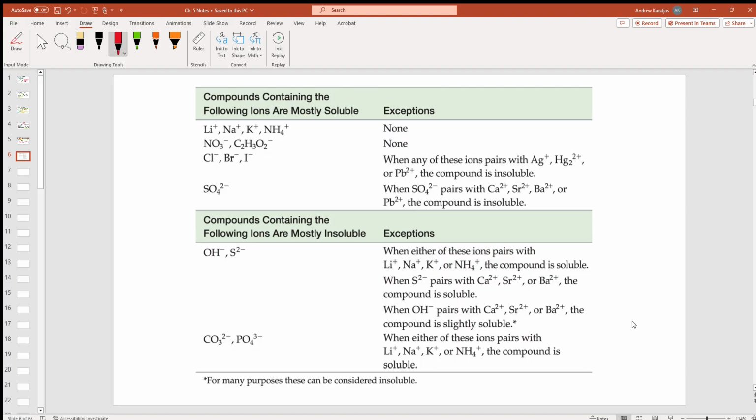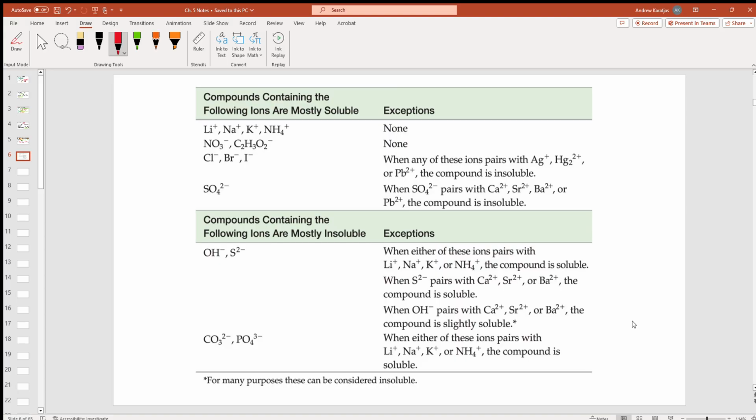And sulfate is somewhat similar to that. In most cases, sulfates are soluble, but if the sulfate pairs with calcium, strontium, barium, or lead, then it's not soluble. Then below we have some ions that are usually not soluble. Things like hydroxide, sulfide, carbonate, and phosphate.